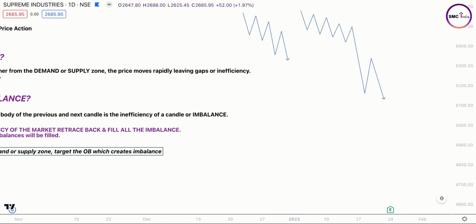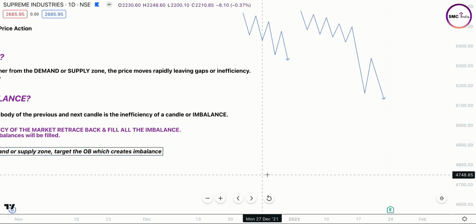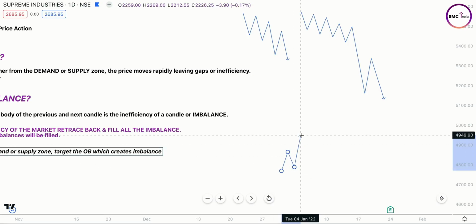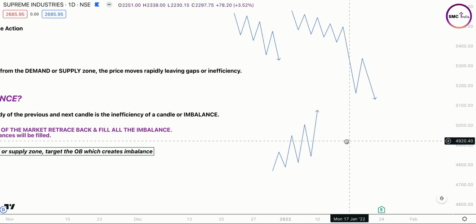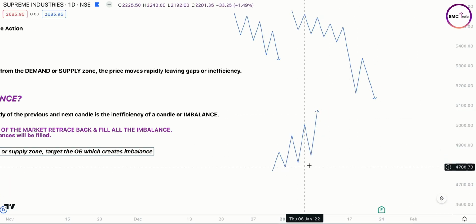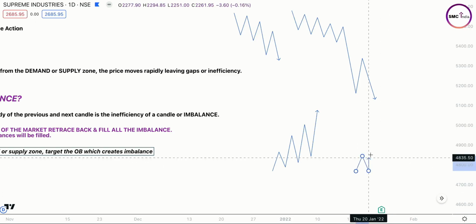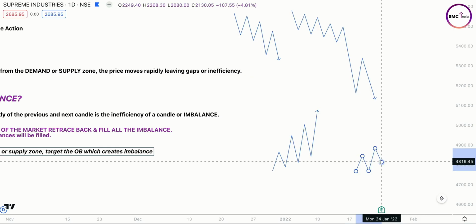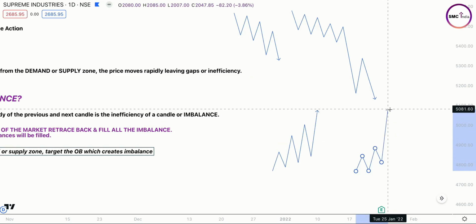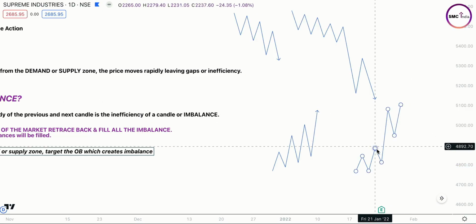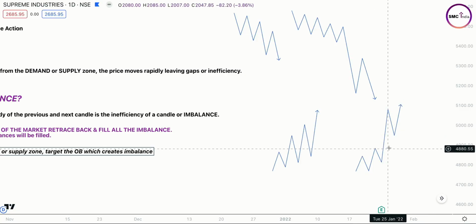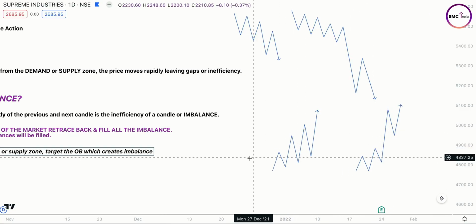Same is the case for demand zone. When the price moves like this, comes down, moves like this, comes down, this is generally an efficient way of moving in uptrend. And when the price moves like this and suddenly causes a massive move towards the upside, this is generally an inefficient way of moving, and this gap or this inefficiency is termed as imbalance.